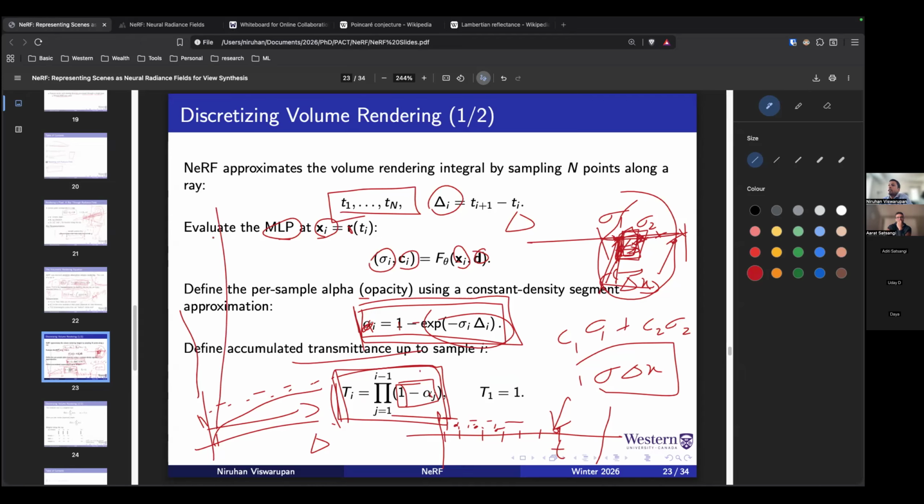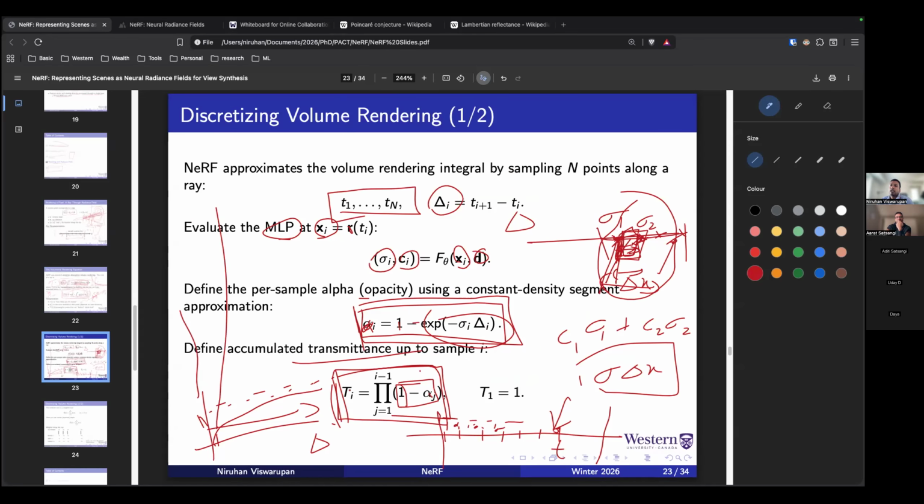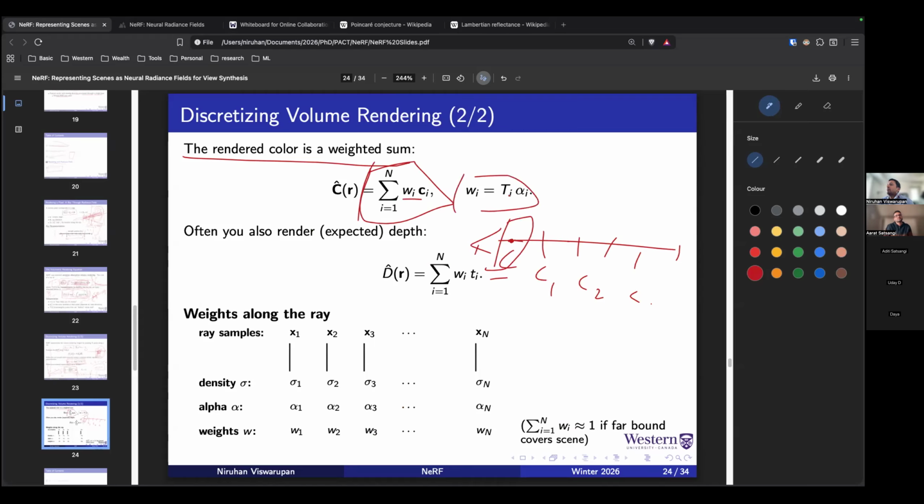So this is a way of discretizing the continuous integral that we saw before. After you discretize, now we have all the tools that we need to do rendering with NeRF. So the rendered color is the weighted sum. You take a ray, you take C1, C2, C3 along these points along the ray, then you take a weighted sum, and that will be the pixel value, capital C here. The weight is Ti alpha i.